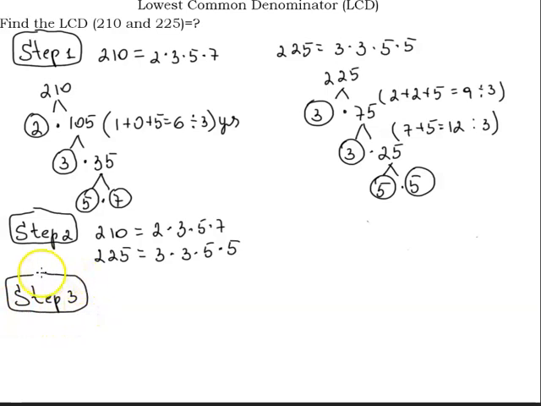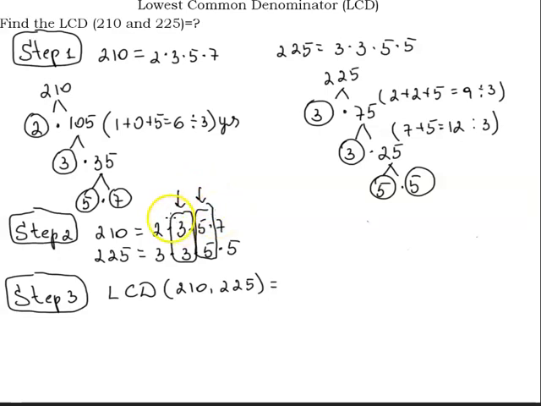In step 3, I will be able to come up with the lowest common denominator for those two, 210 and 225. And here's the process. I will take every different factor from the factored form of both numbers into the lowest common denominator and multiply them. If the same factor shows up in both numbers, I will take it once. As you see, number 3 showed up in both of them, and number 5 showed up in both of them, so I will take each once.